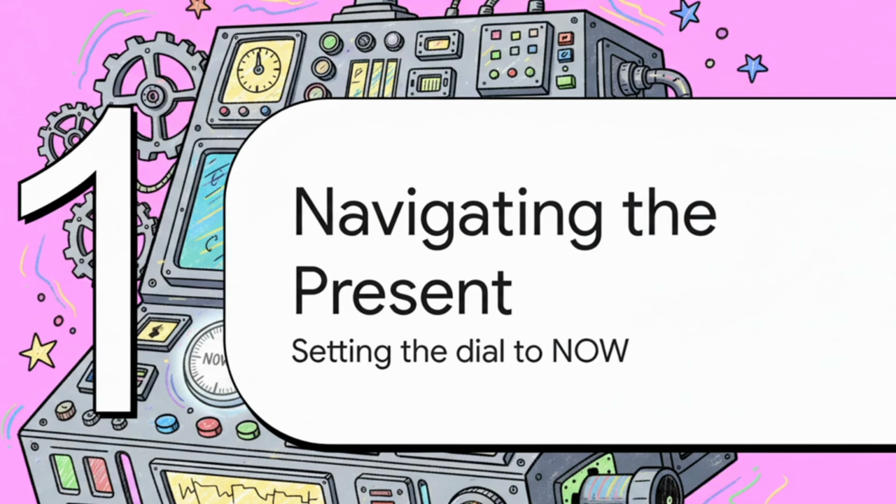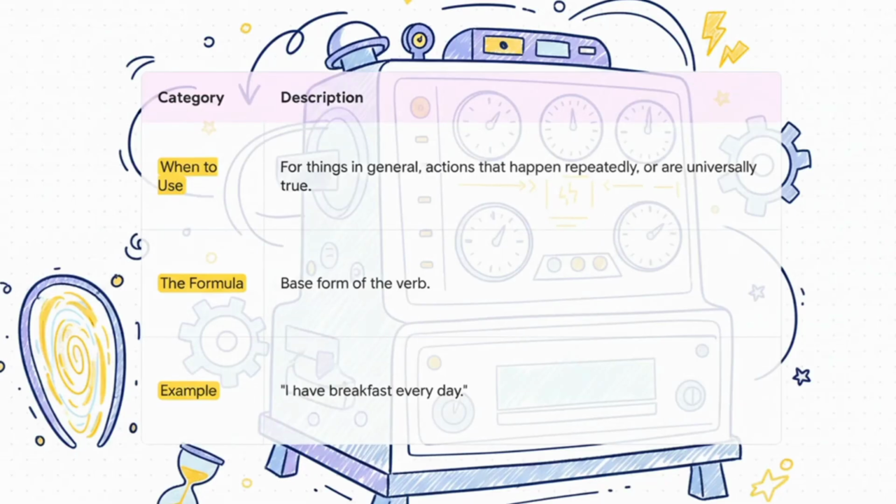All right, first things first, let's get a handle on the controls for right here, right now. We're setting our time machine dial to now. Okay, our first control is the simple present. You can think of this as like the default setting on your time machine. It's for all the stuff that's just true. You know, things that happen over and over, your daily routines, or facts about the world.